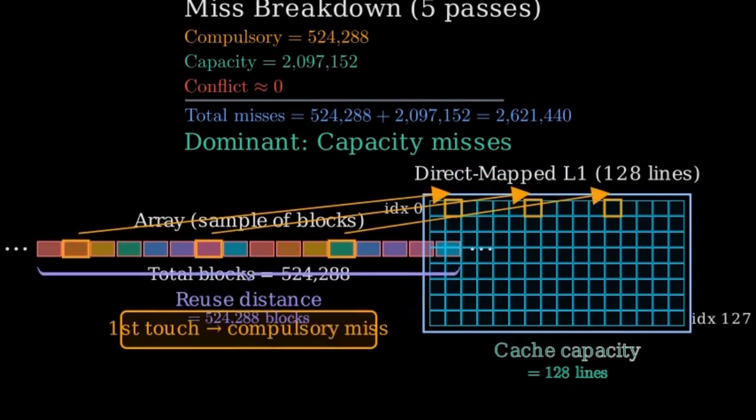Intuition: streaming exceeds the cache footprint. Each new block pushes out old ones, and we do not come back soon enough to benefit. That is why capacity misses dominate for large, sequential scans.